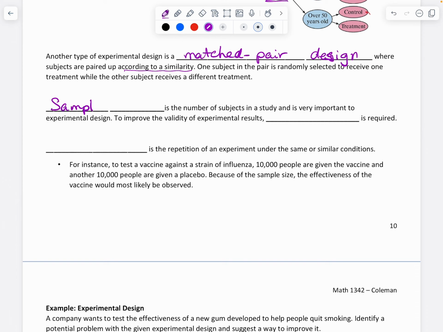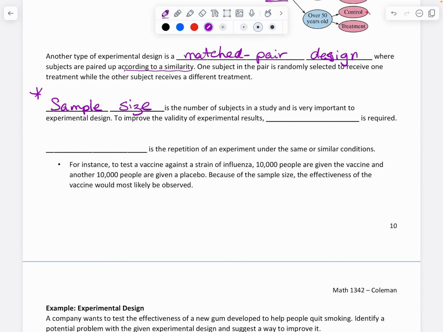This now is really important, and that's our sample size. This is super important. That's the number of subjects in a study, and it's very important because we want to make sure that we survey or we look into enough people. We certainly don't want people to make inferences if the experiment was only done on 5 people. Well, it's really hard to decide if a new weight loss drug is going to work if they only do the experiment on 5 people. So we want to make sure that that sample size is a valid number.